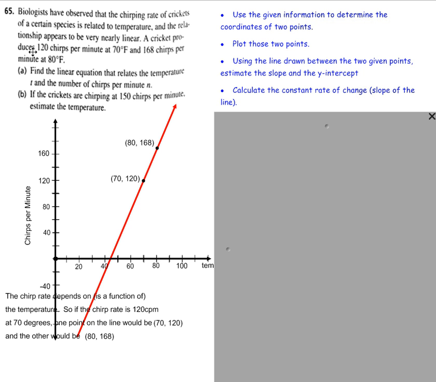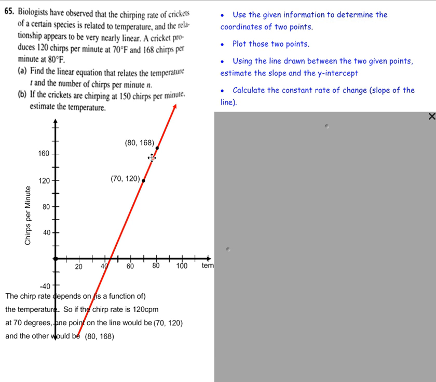A cricket produces 120 chirps per minute at 70 degrees, 168 chirps per minute at 80 degrees. This last sentence should be converted into coordinates of a point. So when I read the paragraph, I read 70, 120 chirps per minute. Depends on a 70-degree temperature, 168 for an 80-degree temperature.